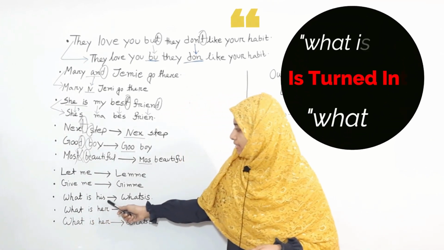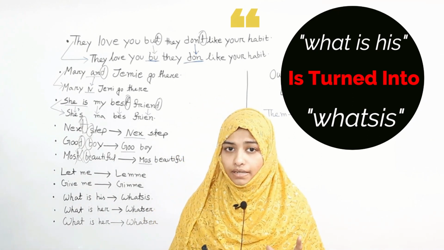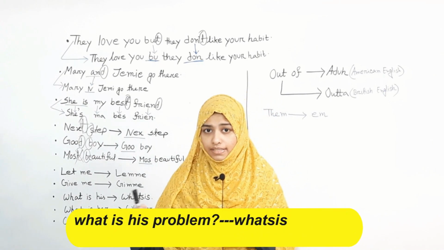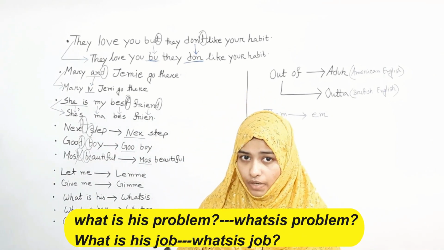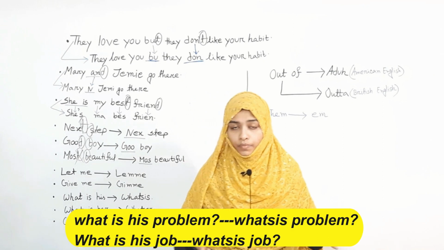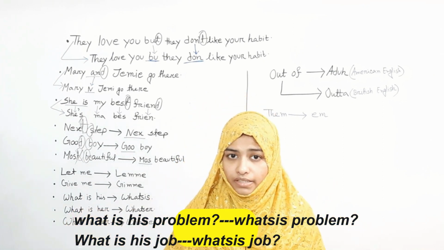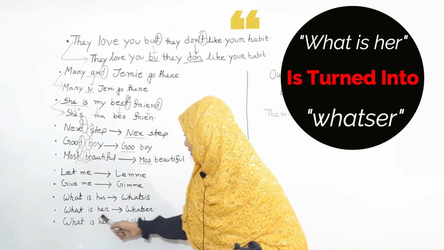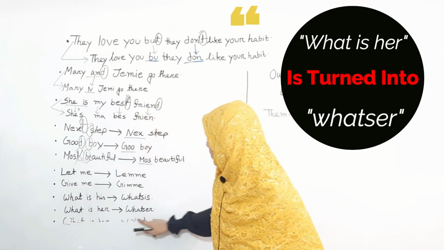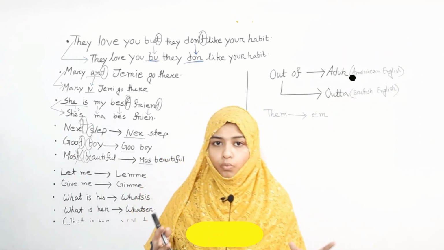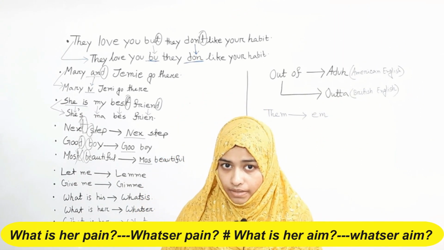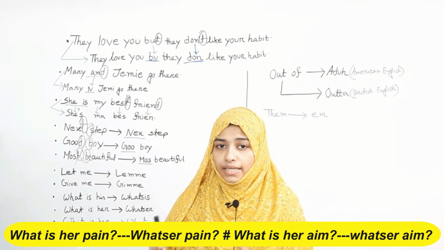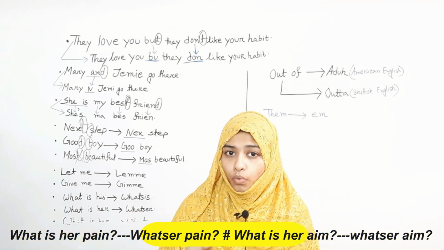Then "what is his." These three words are combined together and make "whatsiz." Whatsiz problem. "What is his problem" is turned into "whatsiz problem." Whatsiz job. "What is his job" is turned into "whatsiz job." Then "what is her." These three words are combined together and make "whatser." Whatser aim. Whatser pain. "What is her pain" is turned into "whatser pain." "What is her aim" is turned into "whatser aim."